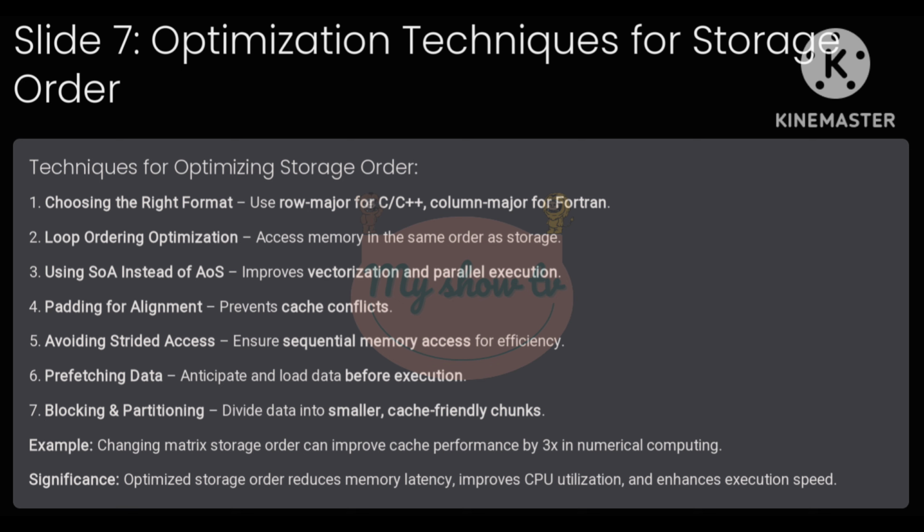6. Prefetching data. Modern CPUs predict which data will be accessed next and load it in advance. Manual software prefetching improves cache hit rates. 7. Blocking and partitioning. Divide large matrices into smaller, cache-friendly chunks to avoid cache overflow. Example: changing loop ordering and storage format in matrix multiplication improves performance by 3x in scientific computing applications. Significance: applying these optimizations ensures minimal memory bottlenecks, faster computation, and better CPU efficiency in HPC applications.